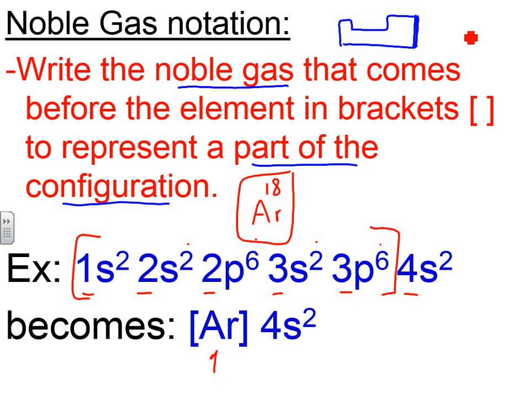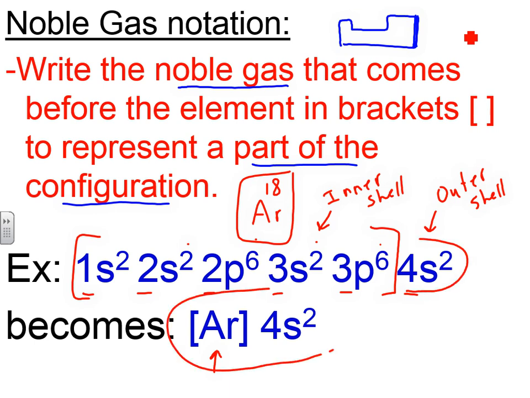The reason why we do this is because argon represents what are called inner shell electrons, and these inner shell electrons will not be reacting. It's only the outer shell that we'll care about. So that's why we're able to do this. All we have to do is carry over what was not in the brackets, and our final answer is argon in brackets 4s2. Now that simplifies it quite a bit.